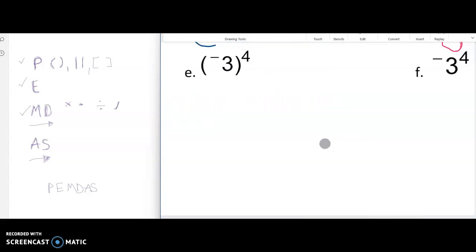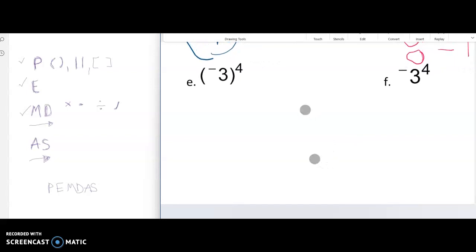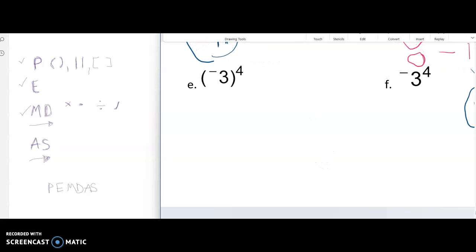The last two examples are both with exponents. So we have negative 3 raised to the fourth and negative 3 to the fourth. Now an exponent only belongs to what's right next to it. And in this case, it's right next to this whole set of parentheses. So we're taking what's in the parentheses, negative 3, and multiplying it by itself 4 times. So I'll have negative 3 times negative 3 is positive 9.